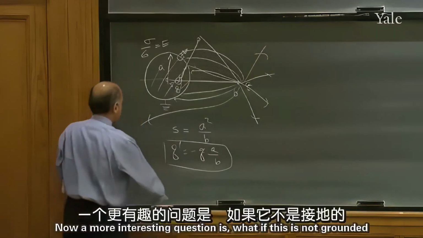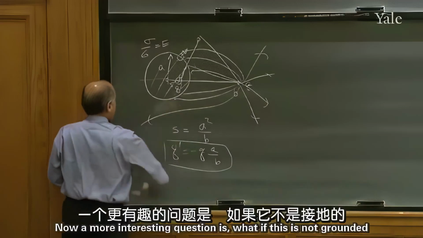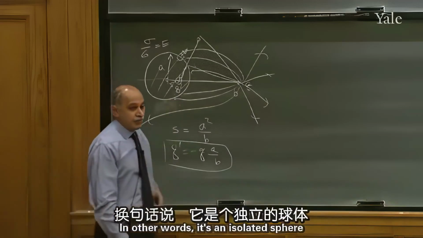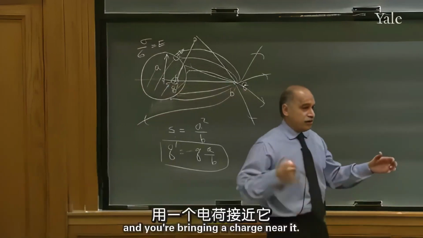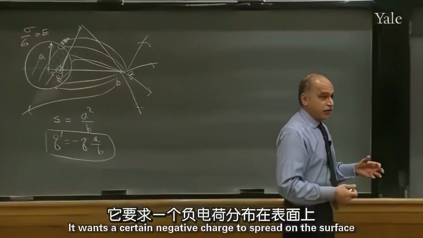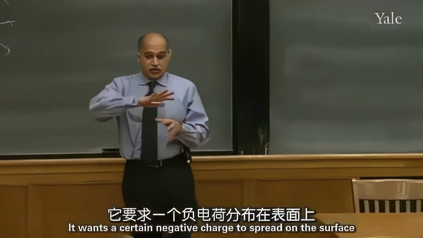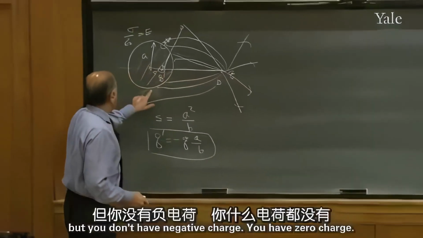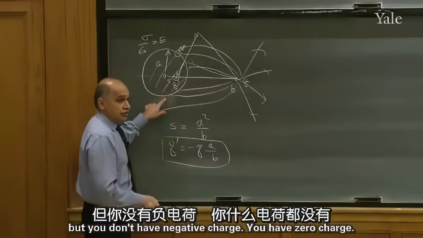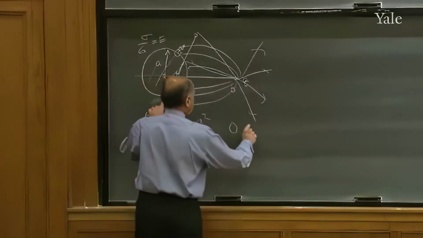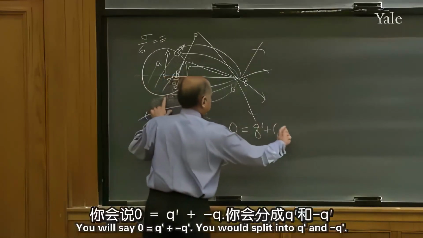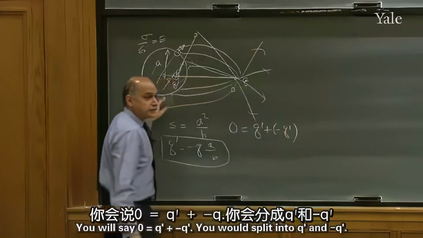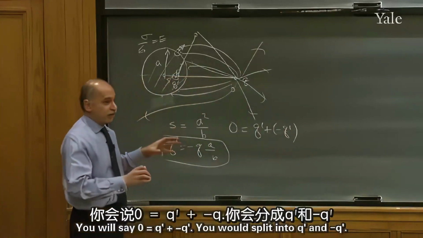Now, the more interesting question is, what if this is not grounded? In other words, it's an isolated sphere, and you're bringing a charge near it. It wants a certain negative charge to spread on the surface to produce a zero potential here, but you don't have negative charge, you have zero charge. So what will you do if you're at that sphere? You would say 0 is equal to q prime plus minus q prime. You would split into q prime and minus q prime.